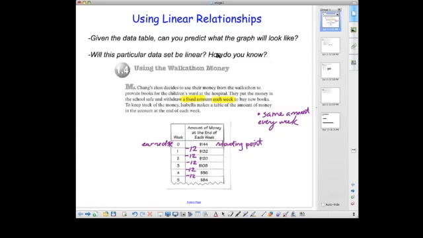And the data table goes week by week by week. So 0, 1, 2, 3, 4, 5. We know that the data is going to be consistent, so every week you're taking away $12. Is this a linear data set? Absolutely, because there's a pattern. You're following the pattern. For every week you progress, you are taking out $12 worth of money from the safe. So we can look at the data table and we know the graph is going to be linear.